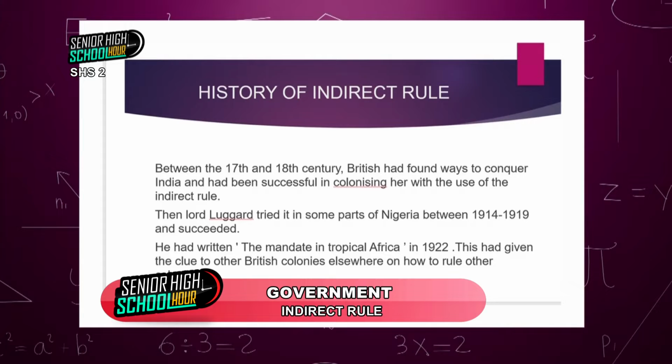So this is how the indirect rule originated. At a point in time, the Indian people had been colonized with the use of the same system, where the colonial power itself had not had direct contact with the people. And so Lord Lugard wrote in a book on the Mandate in Tropical Africa on how the indirect rule was to be administered. And so he gave other governors the chance to use it in other colonies of theirs. And it actually worked.